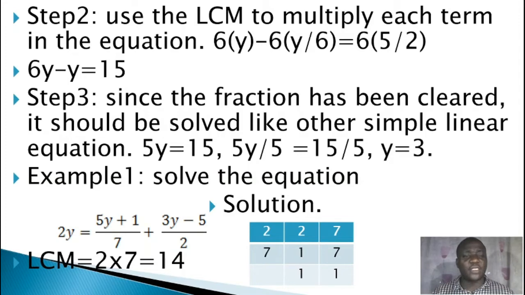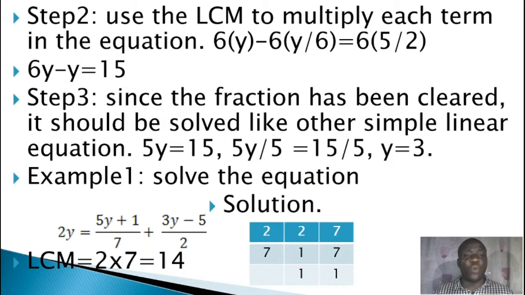Now the equation is as simple as our previous one, which we called a simple linear equation. So when your equation is in linear form, then you can solve it the way you solve a simple linear equation. So you find out that 6y minus y will give us 5y.